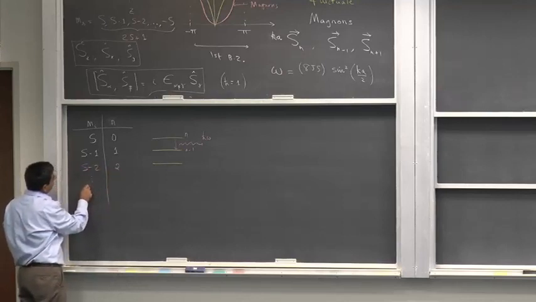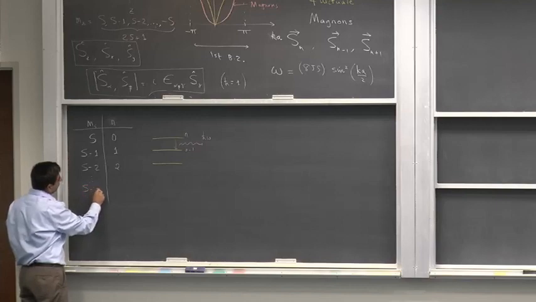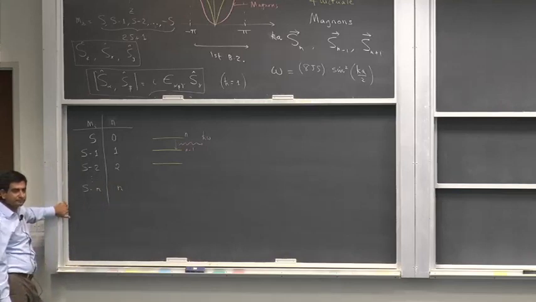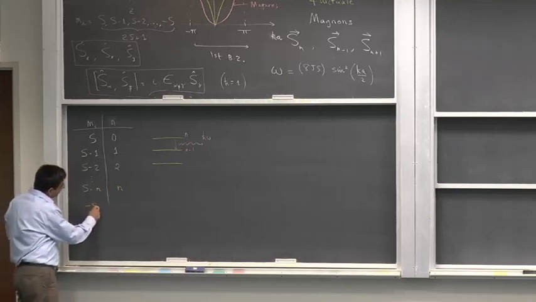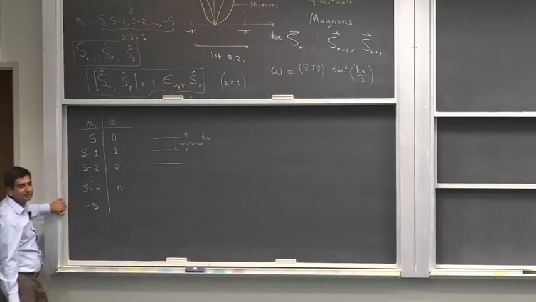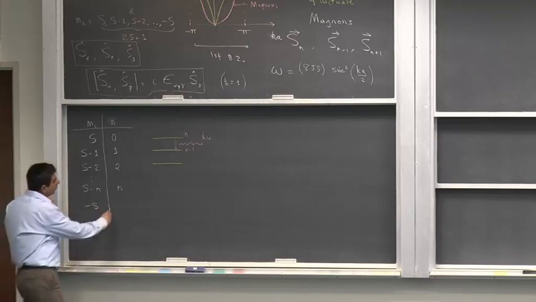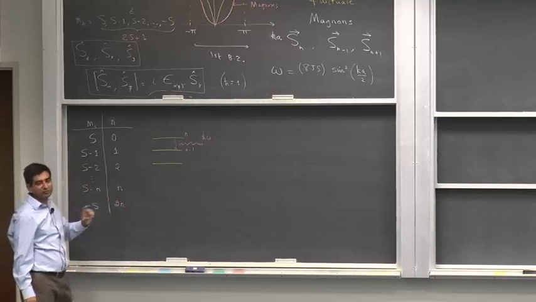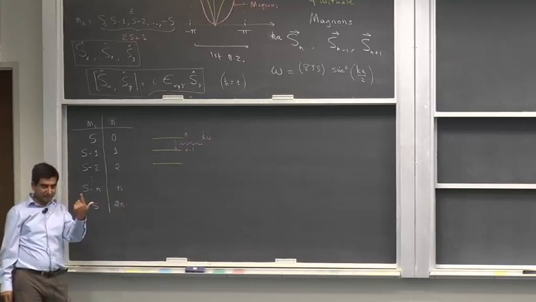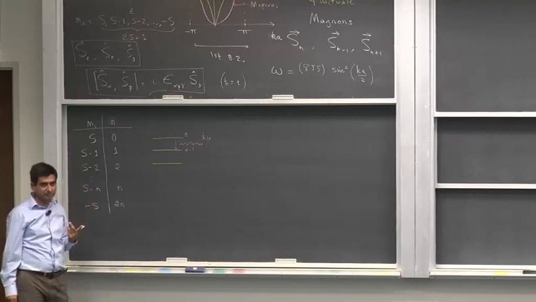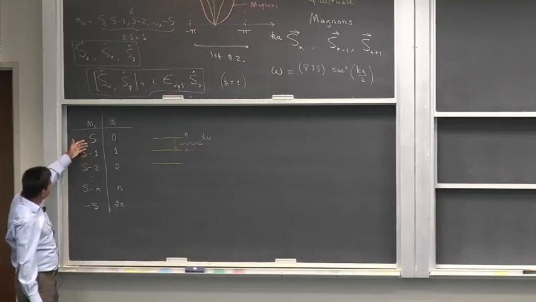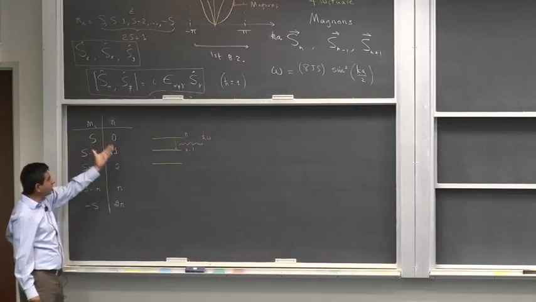If this is s minus n, n magnons will be created. Now its minimum value is minus s. So when this is minus s, 2s magnons will be created. So that's the maximum number of magnons that can be created from a single spin s particle. All of these, of course, have lower magnetic moments, but that creates magnons inside the system.